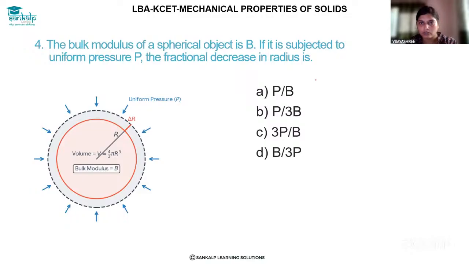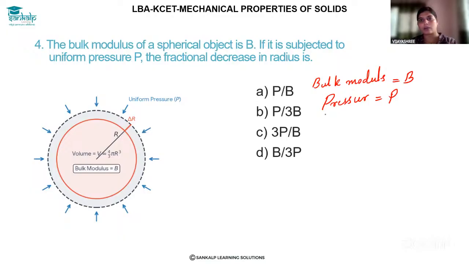Bulk modulus of a spherical object is B, and the applied uniform pressure is P. What we need to find out is the fractional decrease in the radius.